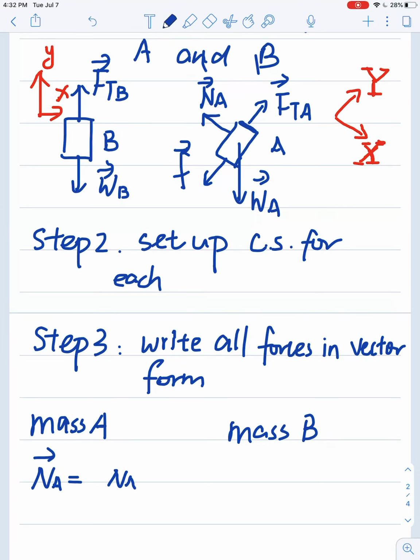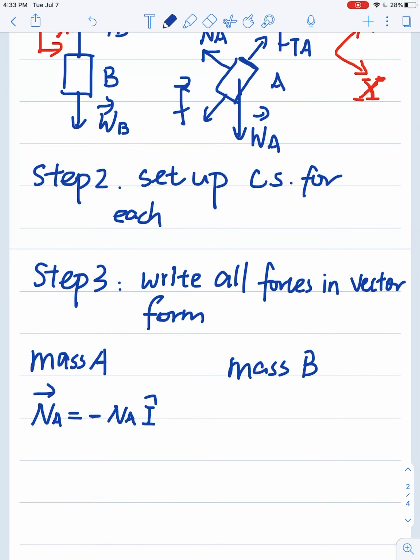Therefore, my NA can be written as NA I, but make sure that's a negative because it's pointing to negative I. Here, I want to do something different. Instead of using small i, I want to use big I as the unit vector because we use big I and big J as a coordinate system for mass A. So here, NA, we have the first force in vector form. The second force, we have weight force for block A.